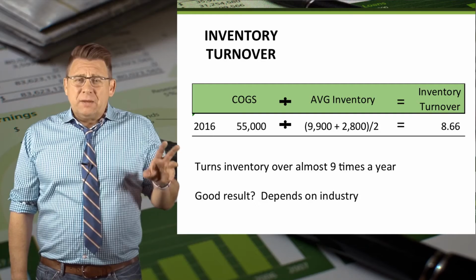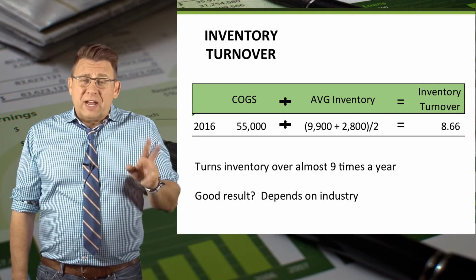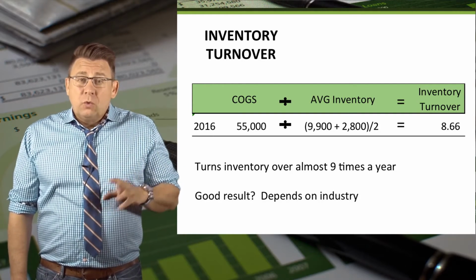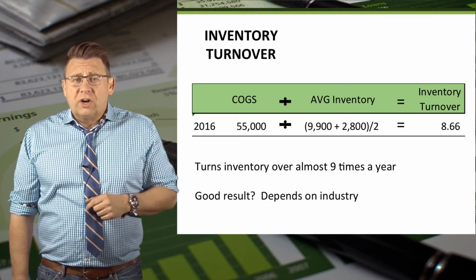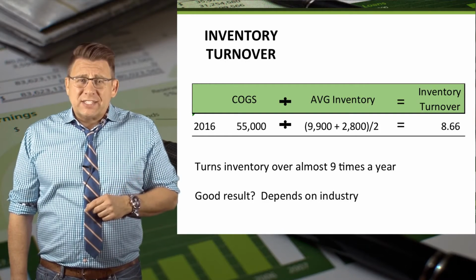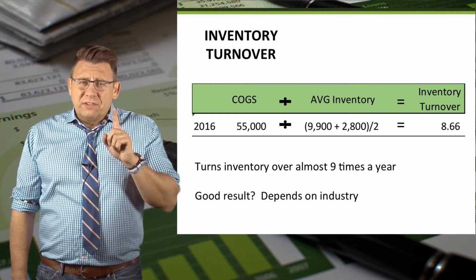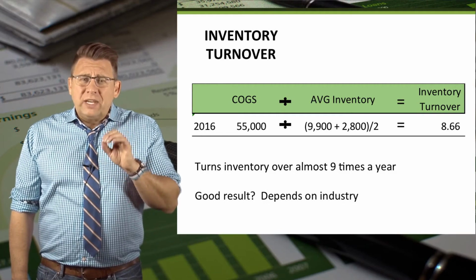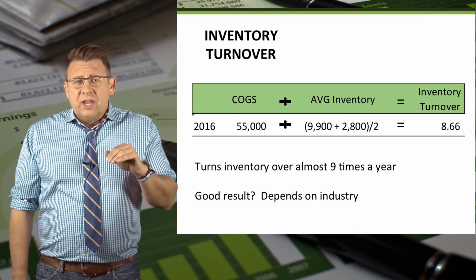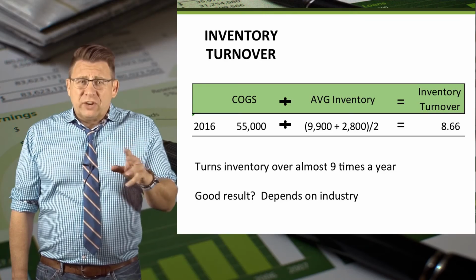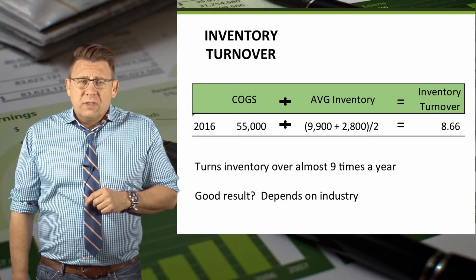For 2016, cost of goods sold is divided by the average inventory, which gives us inventory turnover of 8.66. It's hard to know if this is a strong ratio because we need to know what industry the company is in and what the industry averages are.